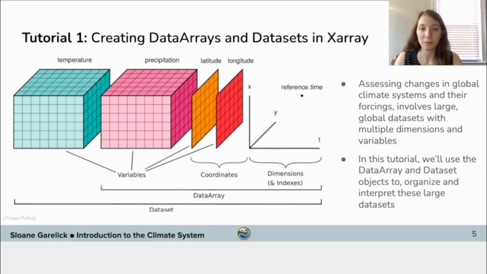To understand the global climate systems, its forcings and variation, we need to assess large global data sets. And these large data sets tend to have multiple dimensions and variables. Therefore, using Xarray is incredibly useful. In this tutorial, we'll explore data arrays and data sets, which allow us to organize these large climate data sets.